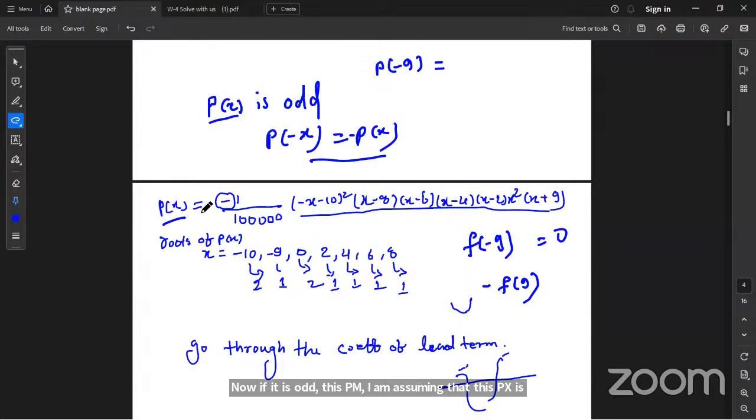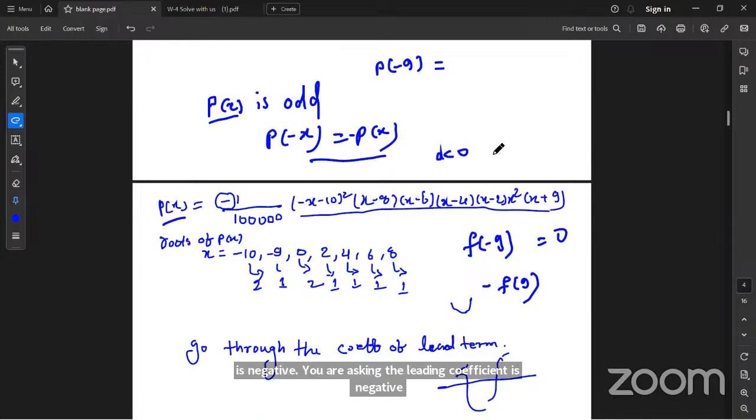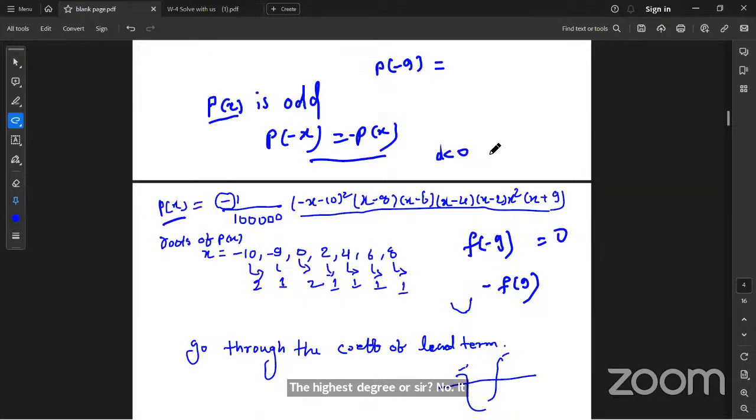Yes, sir, I got your answer, what you are trying to say, but I was just confirming whether this logic can also work. Which logic? Like here, when a is negative. You are asking if the leading coefficient is negative and the highest degree is odd, sir. No, it will not work, because this is not an odd function now.